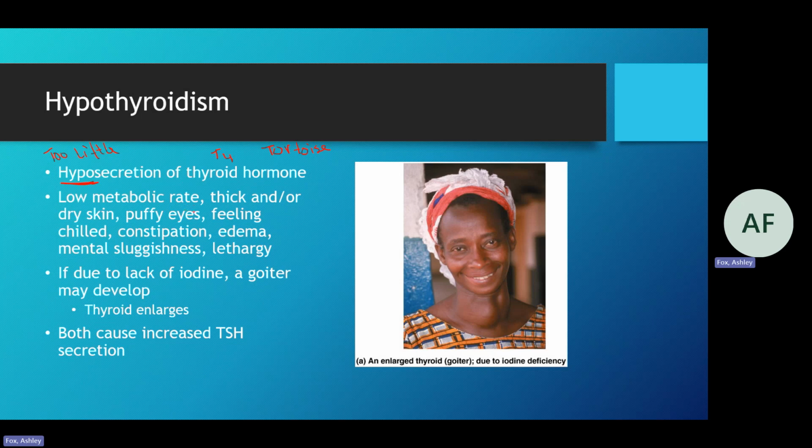You can have thicker skin, and it's drier. You're going to have swelling. You're feeling chilled because your thyroid is involved in heat production and keeping you warm. You're constipated, so decreased defecation because of the low metabolic rate. Defecation isn't happening as much. If you don't have the metabolic rate, then you can get foggy or sluggish and very, very sleepy because you just don't have the energy that your cells need.